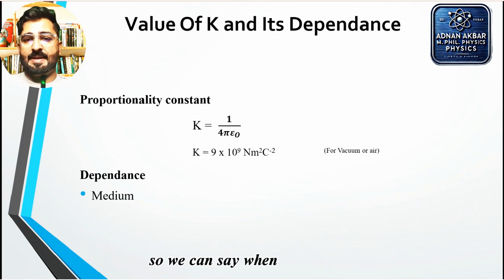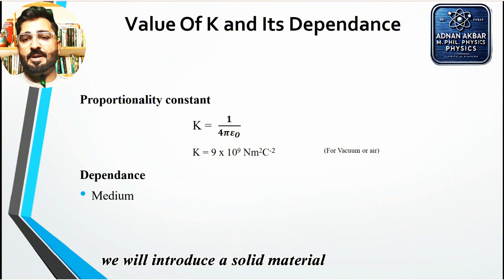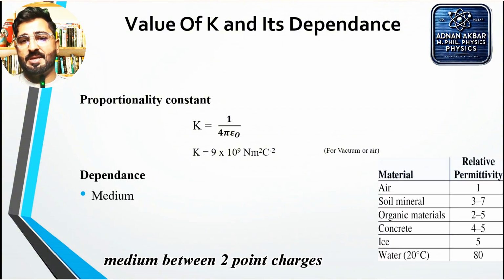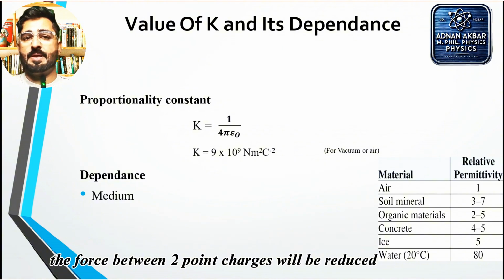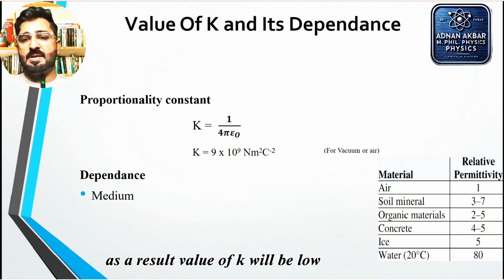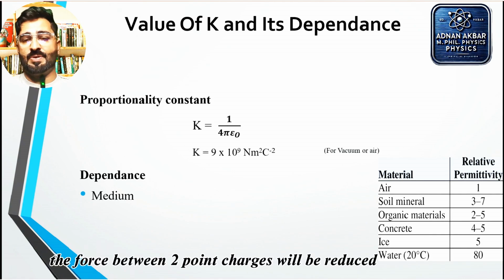So we can say when we introduce a solid material medium between 2 point charges, then its permittivity will be high, and as a result, the value of K will be low. As a result, the force between 2 point charges will be reduced.